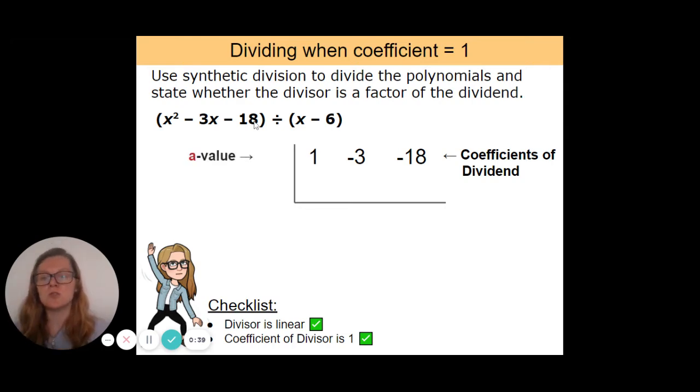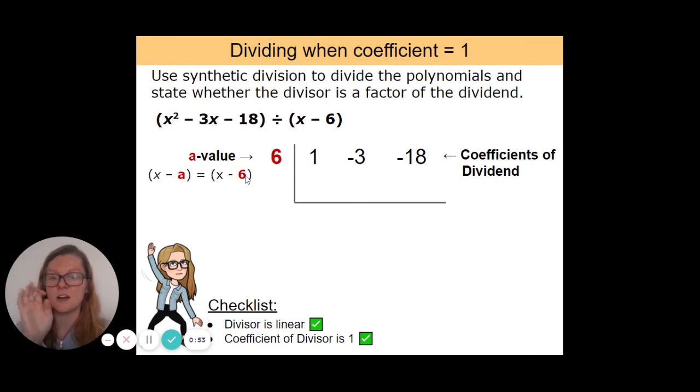Then we're going to go to the a value. So remember from the last video, I said this linear binomial is going to tell us what our a value is. So our formula is x minus a. So x minus 6, 6 being positive here. So I'm going to put that 6 kind of on the outside of my little L thing. Okay, and then from here, always bring down your first coefficient every single time, no matter what. Bring it down and write it down here.